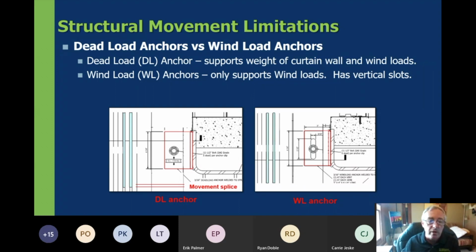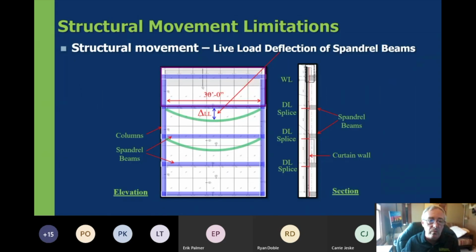And contrary to that, a wind load anchor connection will have a slot that's associated with it vertically, allowing for the building to structurally move. That beam moves up and down, and it does not affect the curtain wall on the outside. And so that's what I mean whenever we're talking about these wind load connections up at the top and dead load connections at each floor.